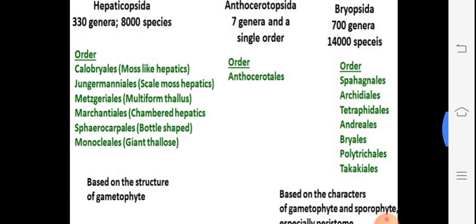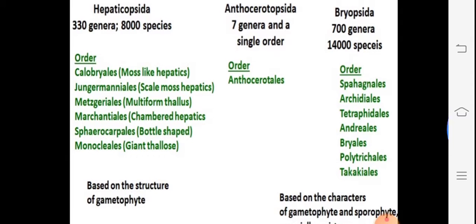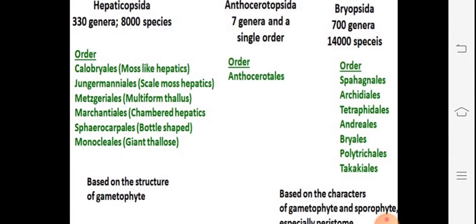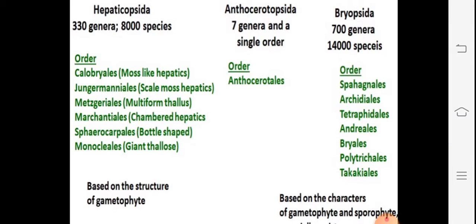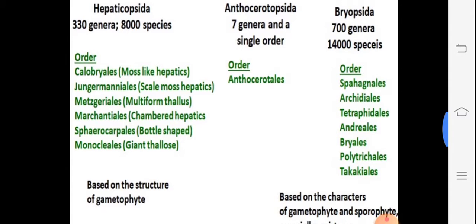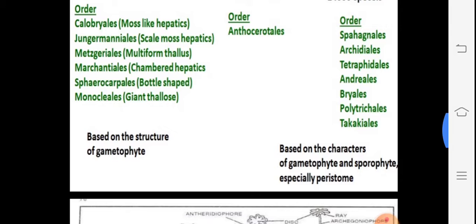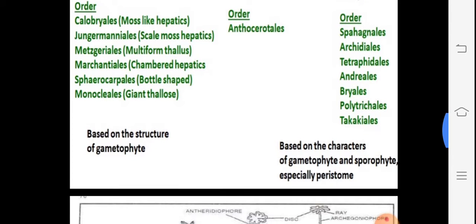Then secondly, in this relation, there are the different genera as per the different orders. Hepaticae shows 330 genera, 8,000 species, and Anthocerotopsida 7 genera and a single order. Bryopsida 700 genera, 14,000 species. So as per the changes, there are changes in the gametophyte and the sporophyte.